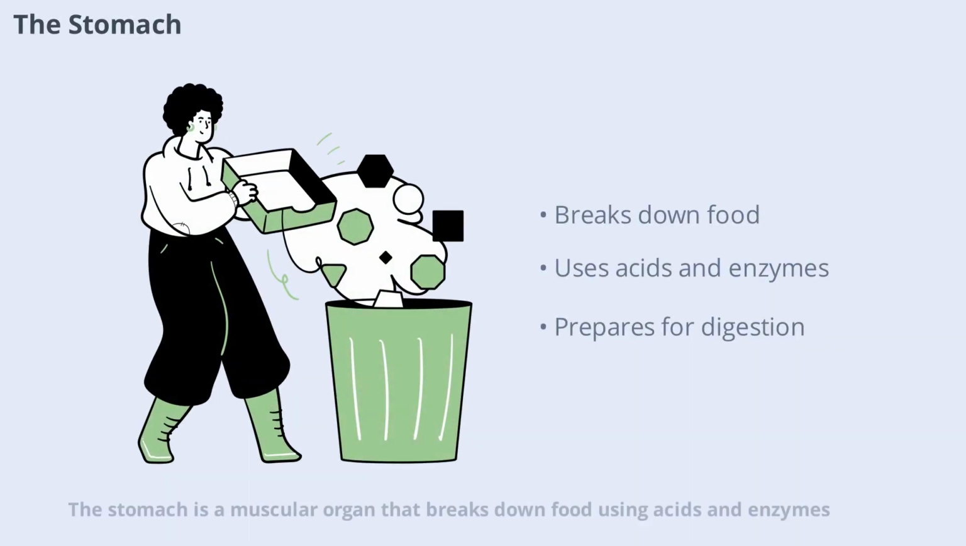The stomach is a muscular organ that breaks down food using acids and enzymes. It churns food into a semi-liquid form, preparing it for further digestion in the intestines. The stomach's lining protects it from harsh digestive juices, ensuring efficient and safe digestion.